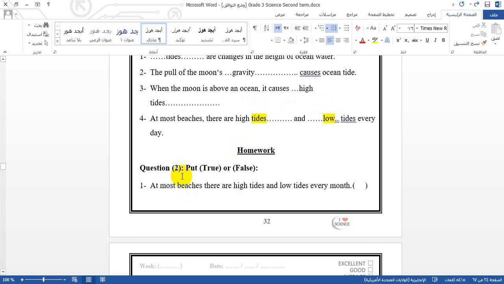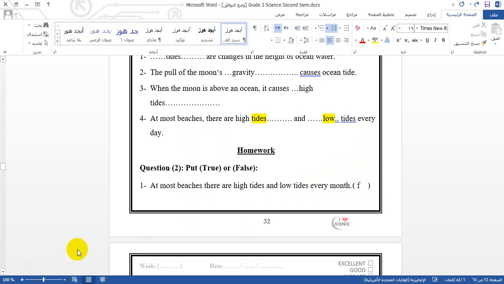So homework, question number 2, put true or false. 1. At most beaches there are high tides and low tides every month. So is this true or false, guys? Every month? Try to think, is it every month? No, it's not every month, it's every day. The tides happen every day. For that reason we will write here false.